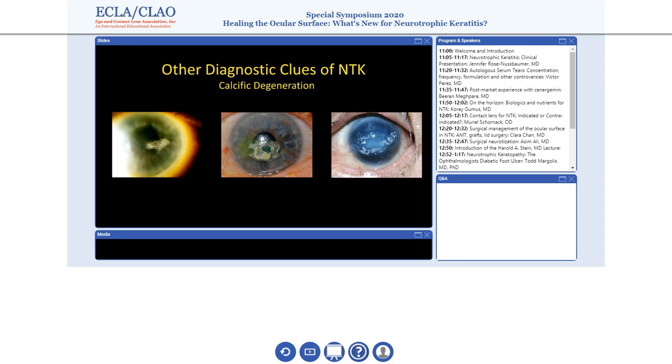What are other diagnostic clues? Calcific degeneration. There's not a lot of things that give you calcific degeneration, and if you see it, especially in an older patient, you should be checking for a neurotrophic cornea. I don't understand why patients get this. Dick O'Connor had all kinds of theses and ideas in his AOS thesis, but you see this in JIA patients, you get it in chronic inflammatory disease patients with uveitis, and you get it with neurotrophic keratopathy. So this should be a clue that you're dealing with a neurotrophic cornea.